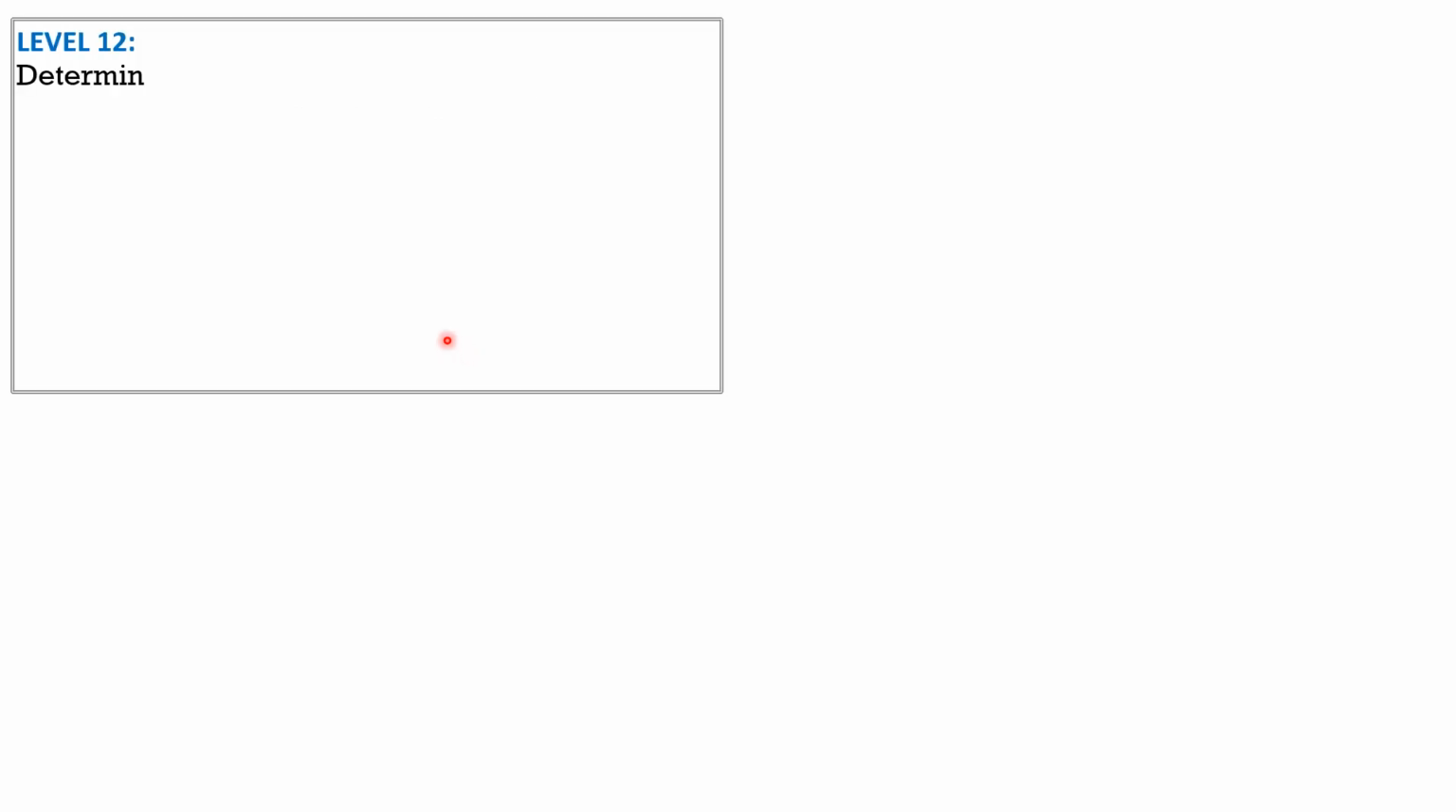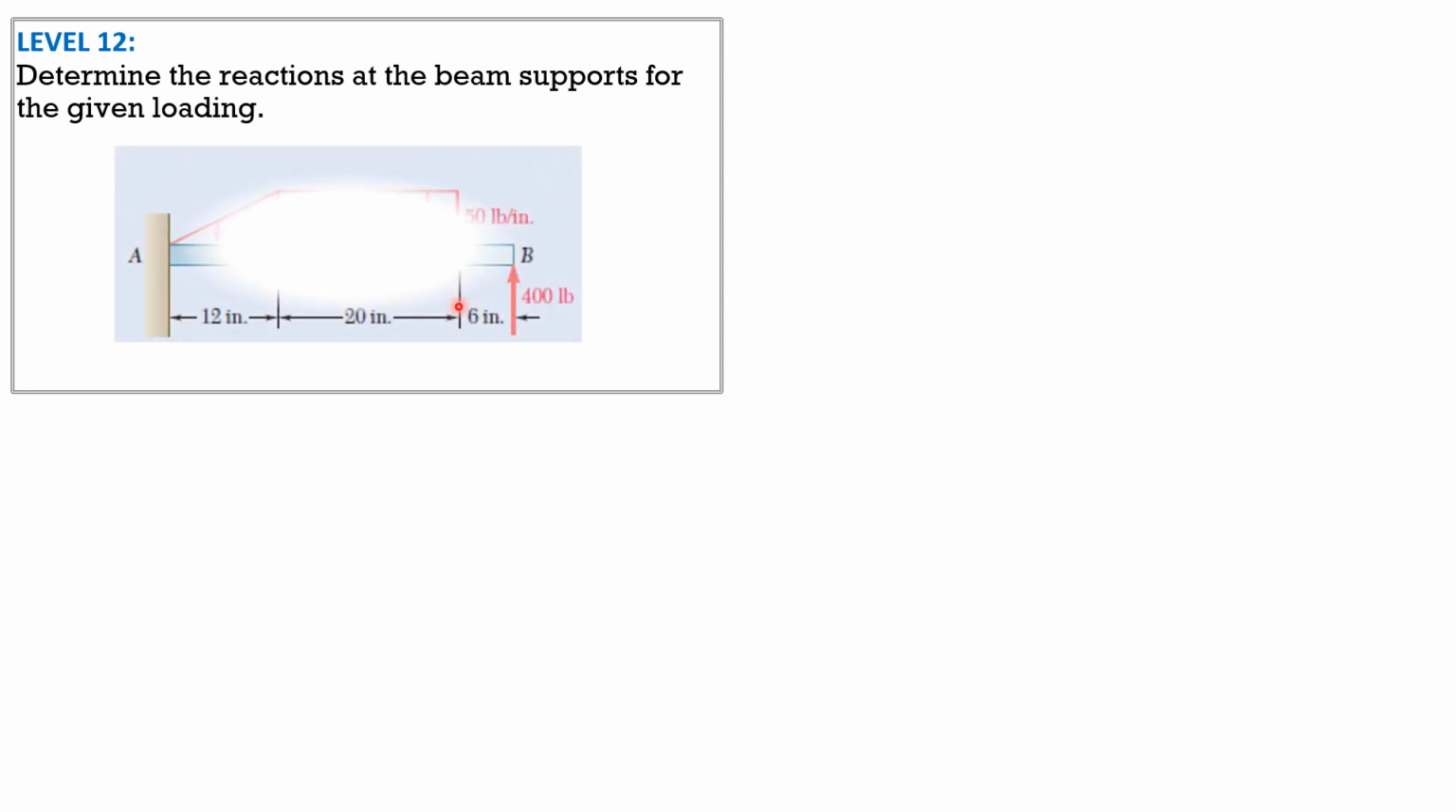Level 12. Determine the reactions at the beam supports for the given loading. So here is the figure, and let's call the equivalent area or force in this triangular loading as F1, and its distance from A is 2/3 of 12, so that's 8 inches. Then F2 on this uniform loading, rectangular loading, its distance from this left end of the loading is 1/2 of 20, so 10 inches.